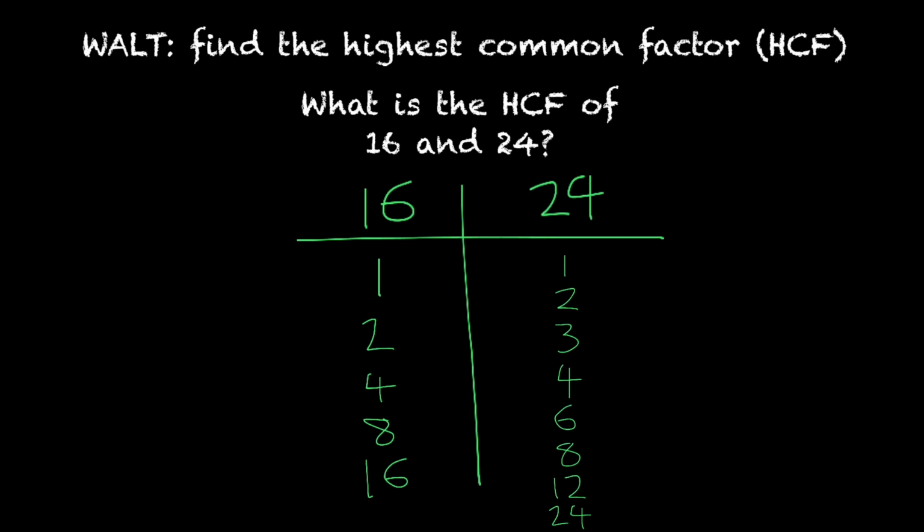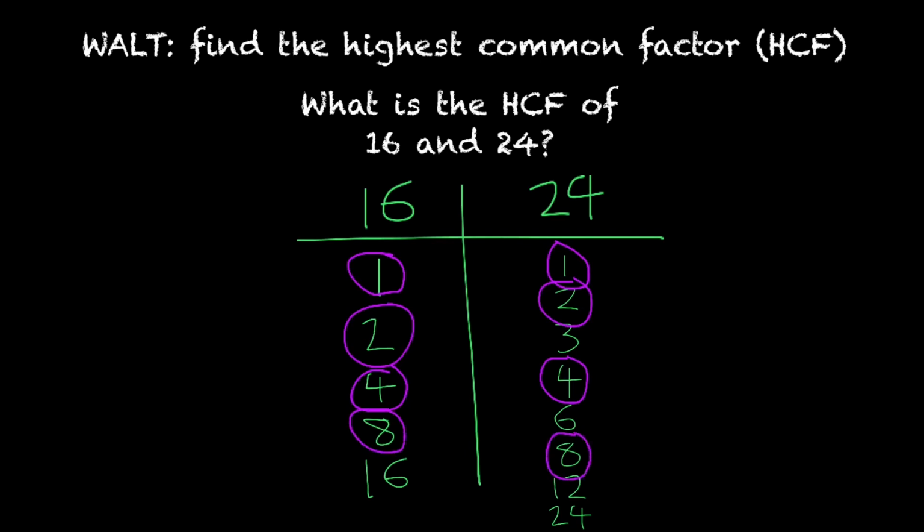So remember, we're looking for the highest common factor, so it's kind of like the highest number that's shared between them. So if we look at the numbers that are shared, we have 1 is shared, 2, 4, and 8, and that looks to be about it. So for the answer for what is the highest common factor of 16 and 24, the answer is going to equal 8. That's the highest number that's shared between them. That's a factor.